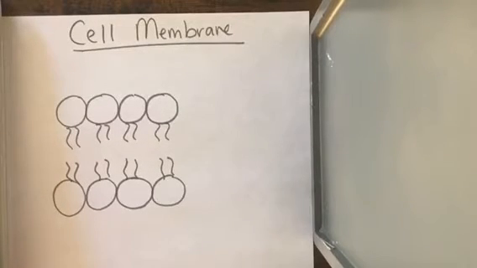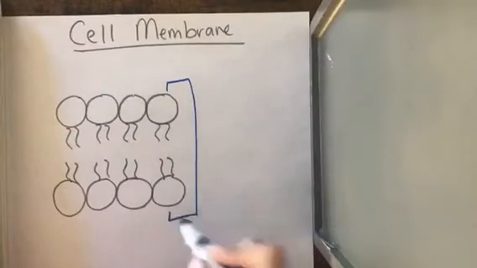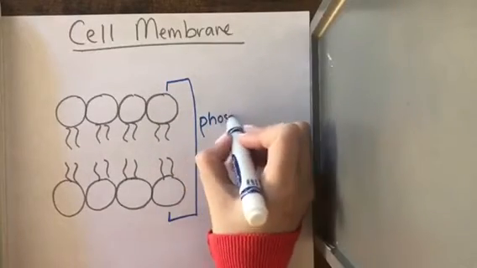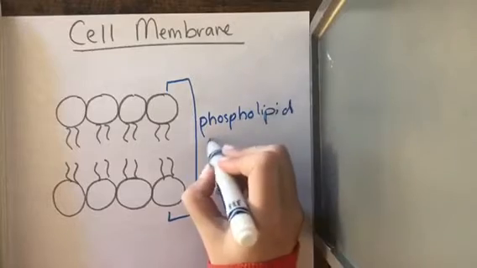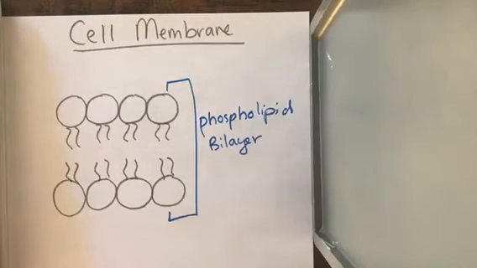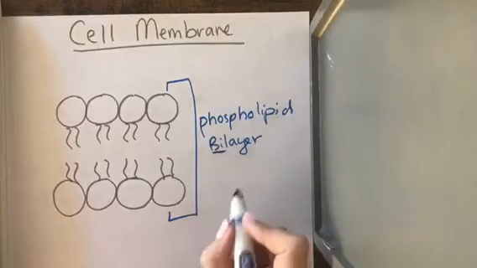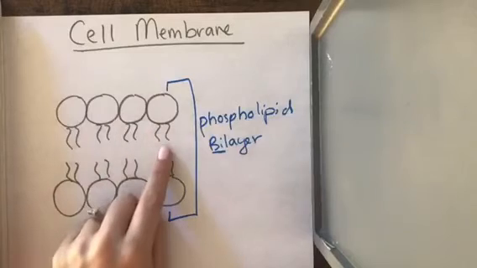Okay, this video is going to discuss the basics of a cell membrane. So a cell membrane is made up of a phospholipid bilayer. Okay, a phospholipid bilayer. So bi means two, and you guys can see we have 1, 2 layers. And then these are our phospholipids.